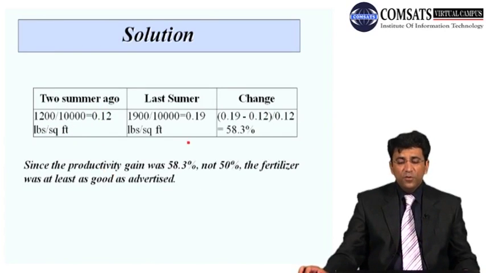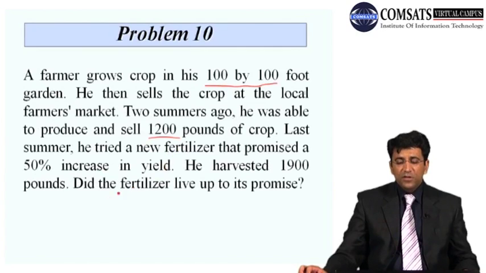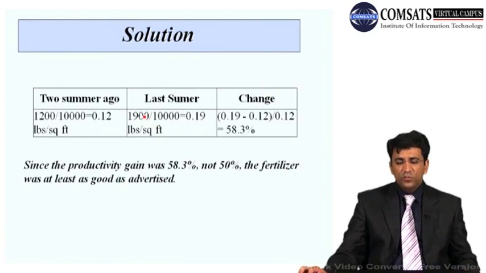And what will be our new productivity? For calculating the new productivity, you know that now the output has increased, up to 1900 pounds. So 1900 is the new output, divided by the input, which remains the same, 10,000. So the new productivity will be equal to 0.19. So again we can use the same formula, that is new productivity minus old productivity, divided by old productivity, multiplied by 100. So it means that a 58.3% improvement is there in productivity. So the productivity gain was 58.3%, not 50%.